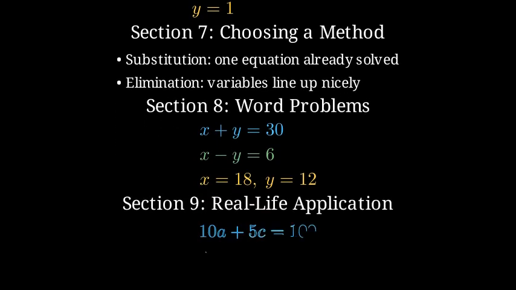Real-life application. Tickets cost $10 for adults and $5 for children. Total revenue is $100 and total tickets is 12. The system is 10a plus 5c equals 100 and a plus c equals 12. Solve to find the numbers of adults and children.